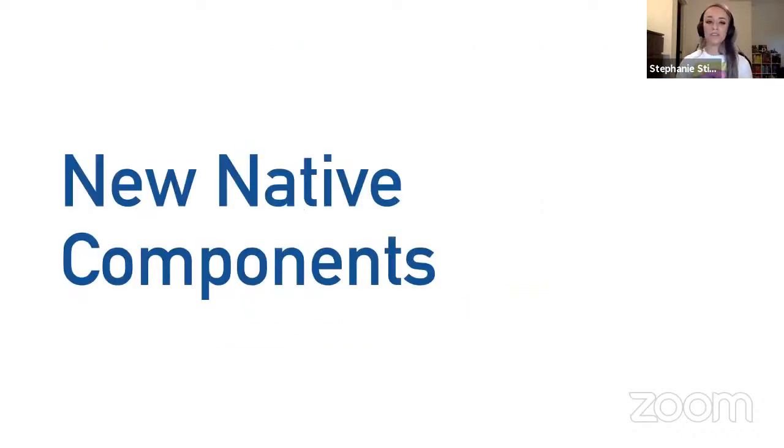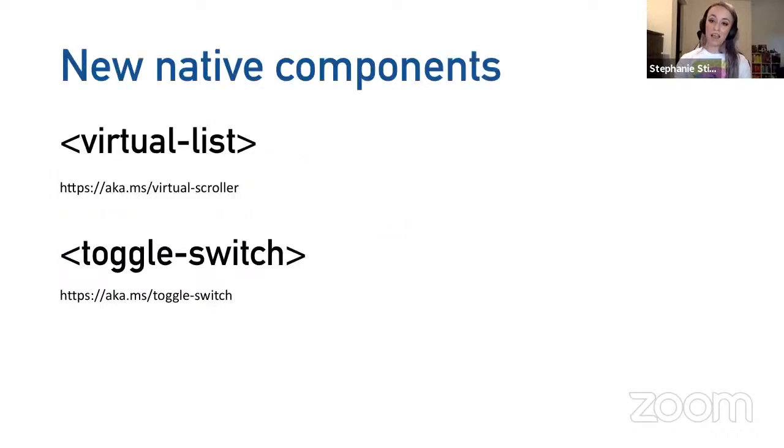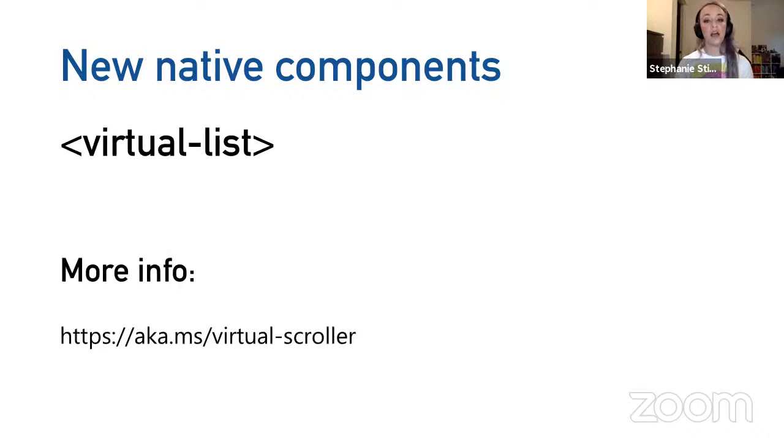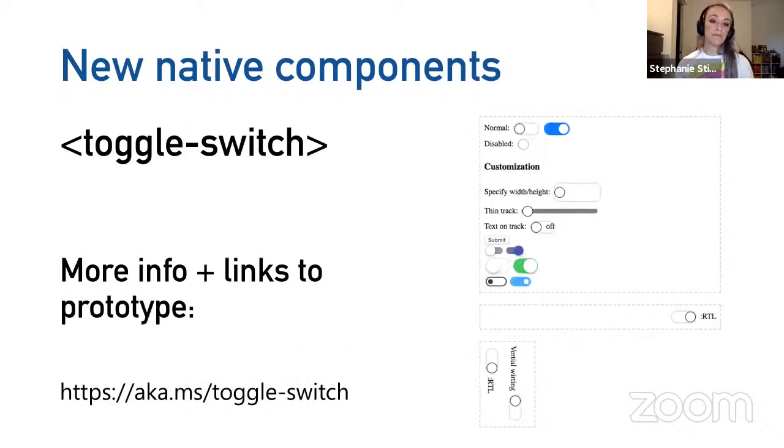And then we're also looking at new native components. And so the community, again, has been key in signaling what new native components they would like. And so I'm excited to say that Chrome is working on two new native components. They're working on virtual list and toggle switch. Virtual list, I'm not going to go into all the details about this, but if you are interested in some prototypes and more information, you can go to aka.ms/virtual-scroller. And the same for toggle switch.